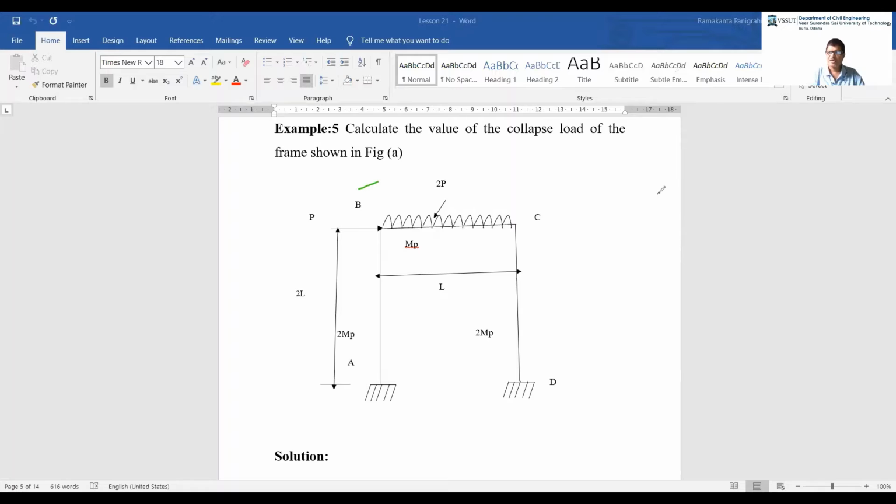Today's class will continue our discussion on analysis of frames by plastic analysis. We have discussed some problems on this in the last class. Today's class also will take 5 examples, and then I will take another class to continue. So let us start this discussion on this problem.